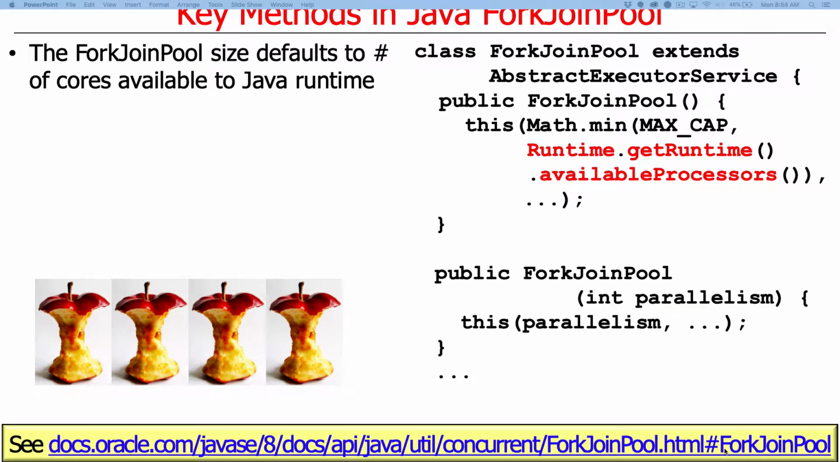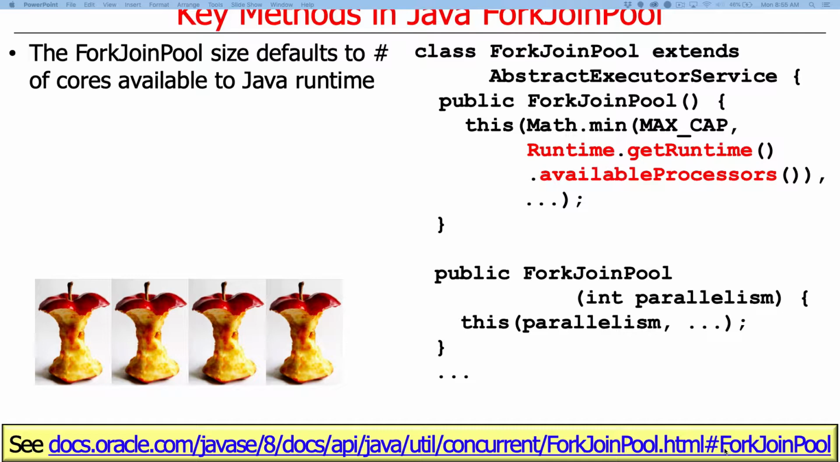The size of a ForkJoinPool, if you just call the constructor here, the default constructor that takes no parameters, is going to default to the number of cores that are available to the Java runtime. And so in that case, it's going to, under the hood, call Runtime.getRuntime().availableProcessors(), which is a goofy name left over from the days before we had multi-core processors. Back in those days, you actually had multiple processors, not multiple cores, and that's why it says available processors. But think about that as being the number of cores.